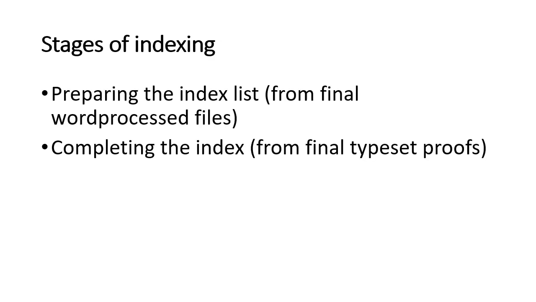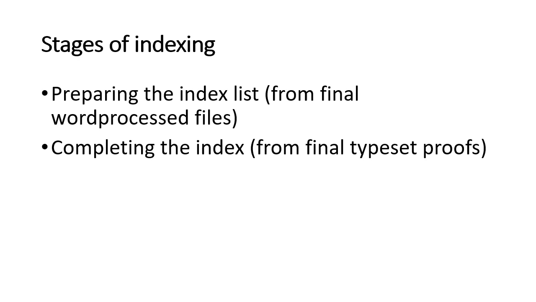And what are the stages of indexing? Well, in the first place, it's important to prepare an index list. That's simply a list of all the terms, names, places, and themes that you would like to be included in your index. And it's important that that's created from the final word processed files of your book. There's no point doing that while the book is still in progress. It needs to be something that's done when the text of the book is finished.